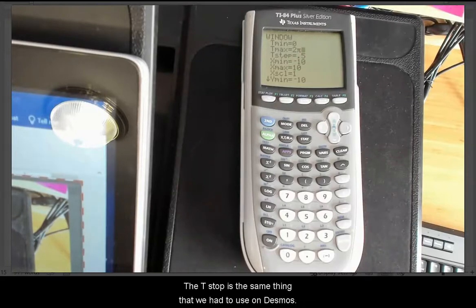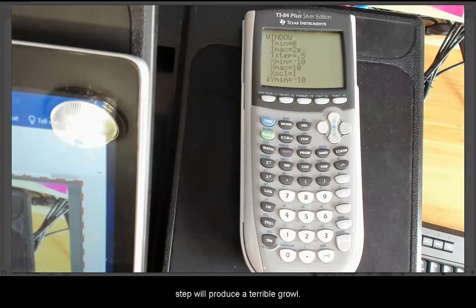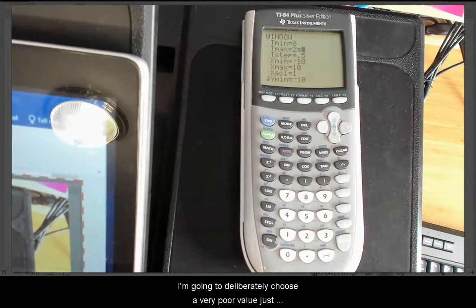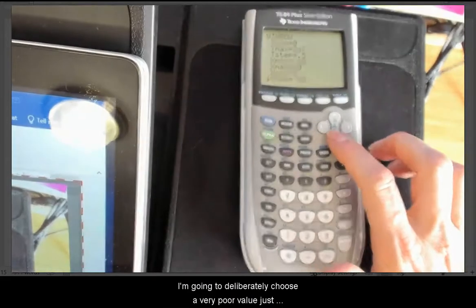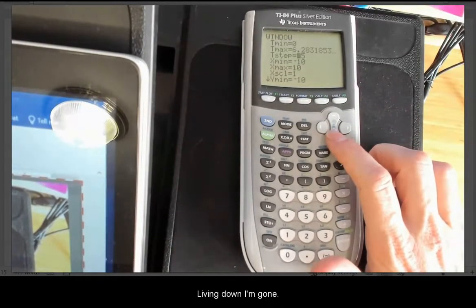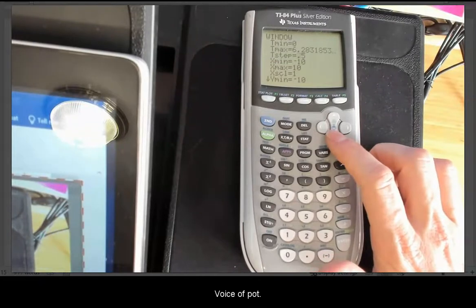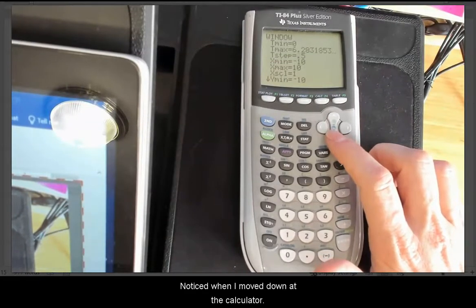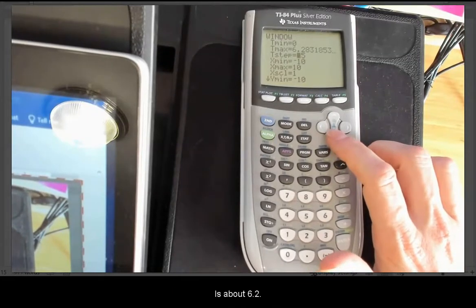The t step is the same thing that we had to use on Desmos. On the graphing calculator, however, choosing a poor step will produce a terrible graph. I'm going to deliberately choose a very poor value just to show you what happens. Moving down, I'm going to take the choice of pi divided by 2. Notice when I move down that the calculator had to estimate 2 pi as about 6.28.